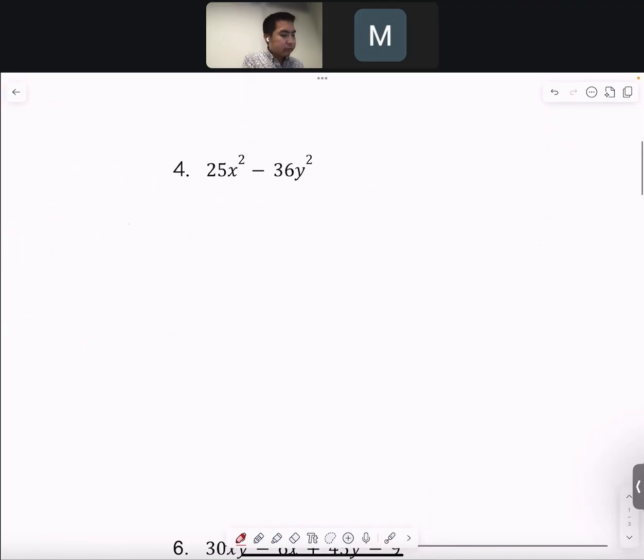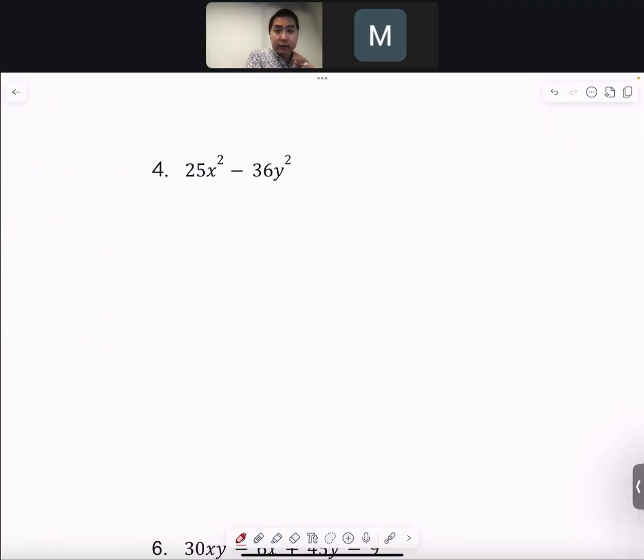Okay, number 4, 2 terms, 25x squared and 36y squared, they're perfect squares, and there's a minus sign in between. So you go straight to, well, what times itself is 25x squared? That's 5x times 5x. What times itself is 36y squared? That is 6y, 6y, plus and minus. Okay.